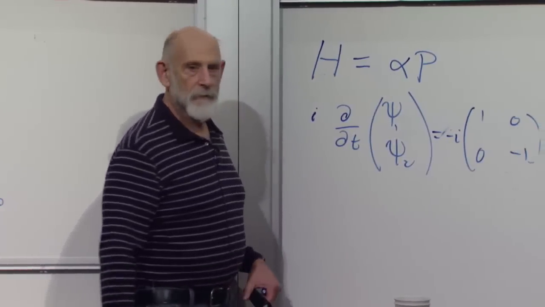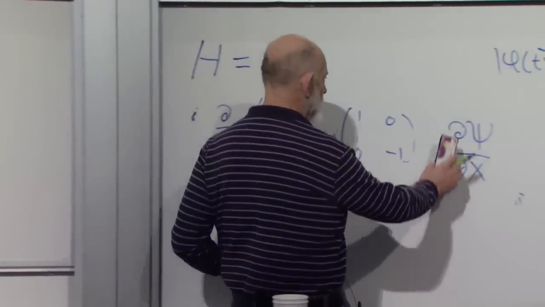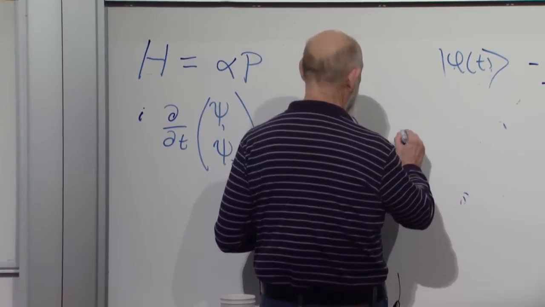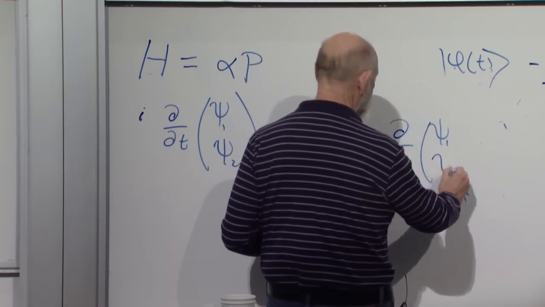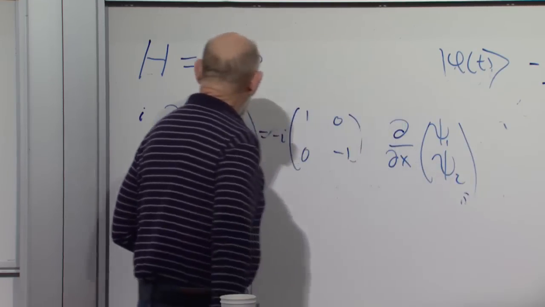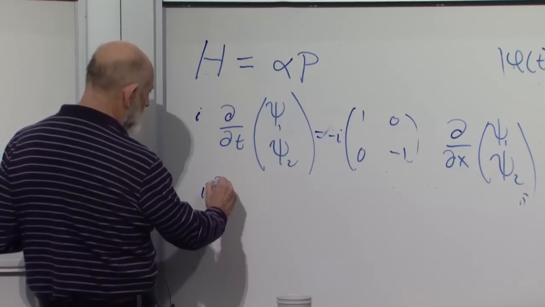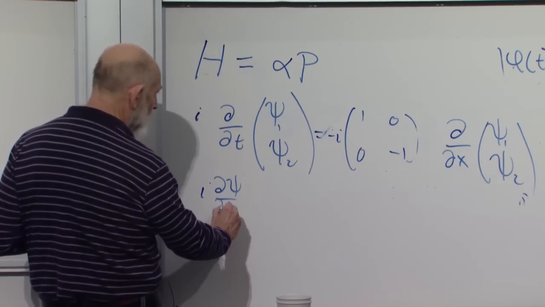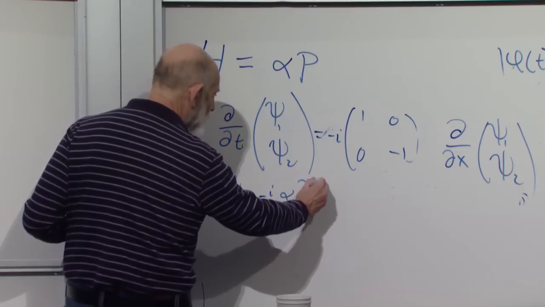Or? Yeah, I'm sorry. d by dx, good. d by dx of psi 1, psi 2. Or we can just condense it. We don't need all of this stuff. We can just write i d psi by dt is equal to minus i alpha d psi by dx.